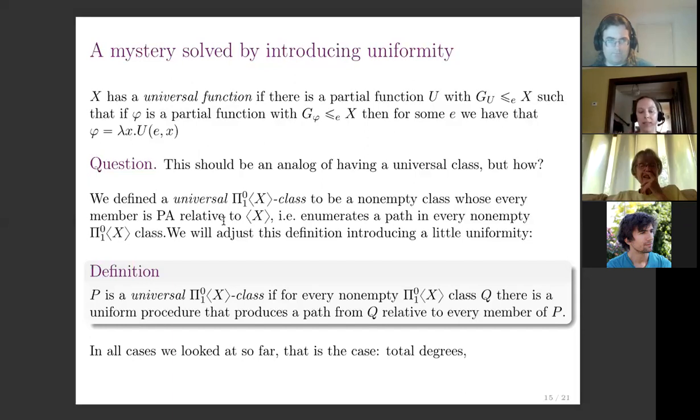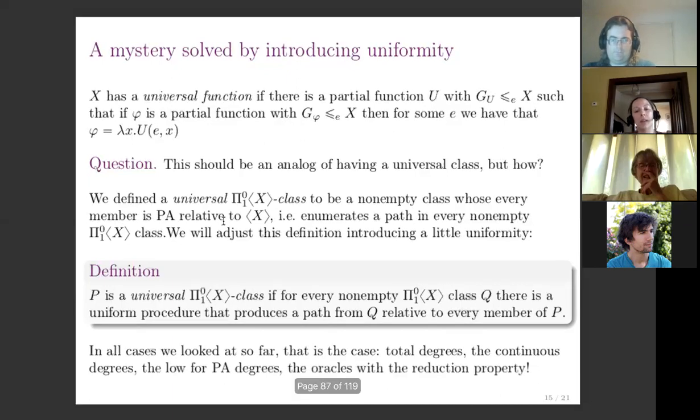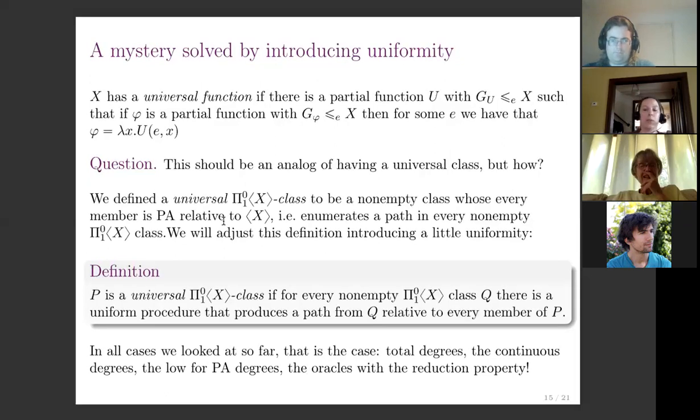So in all cases that we've seen so far, we have this extra uniformity. The total degrees have even the further, larger uniformity that I mentioned. The continuous degrees have it as well because the codability is also uniform. The low for PA degrees have it, with a reduction proper. So all things that we've talked about have this extra uniformity.